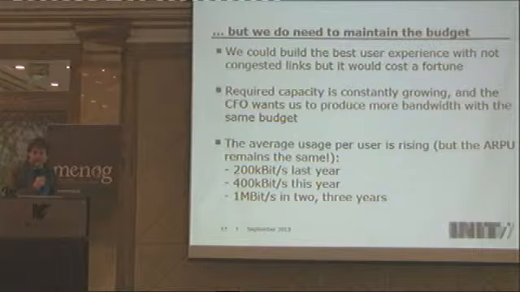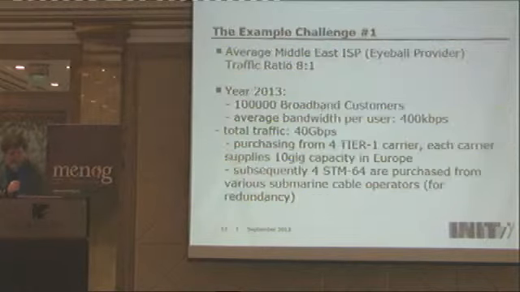What we observe in the past years, and I think this is valid for almost every network, is that the usage per end user is rising, but ARPU remains the same. Last year they used on average 200 kilobits, this year 400 kilobits, and in 2-3 years, as soon as Netflix shows up in your country, in your network, they want 1 megabit per second on average, or even more. So I thought about setting up an example challenge.